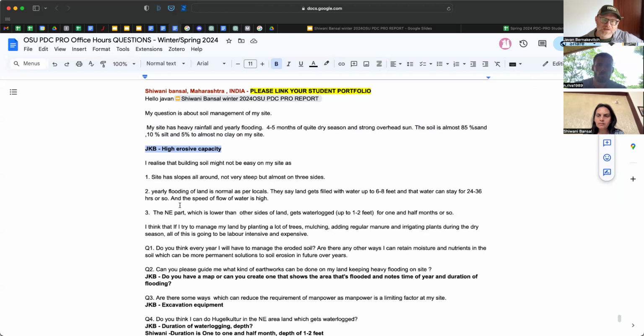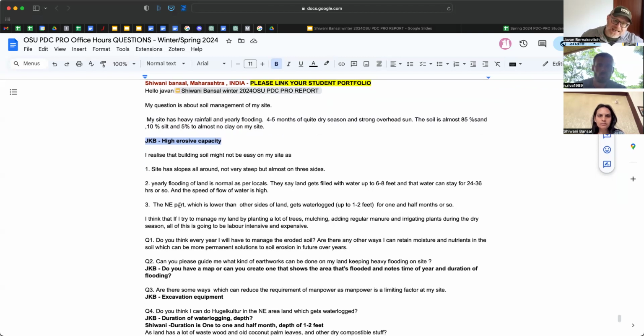I realize that building soil may not be easy on my site, as the site has slopes around, not very steep, but on almost three sides. Yearly flooding of the land is normal, as per locals. They say the land gets filled with water up to 6 to 8 feet, and that water can stay for 24 to 36 hours or so, and the speed of flow of water is high. The northeast part, which is lower than the other sides, gets waterlogged 1 to 2 feet for 1.5 months or so.